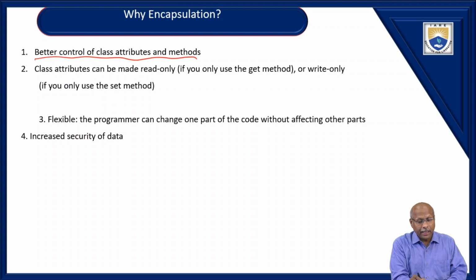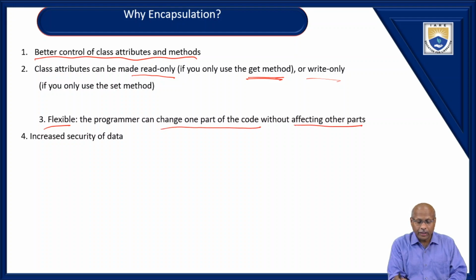Similarly, a class attribute can be made read only or write only by using private data. If you use the get method, then you can get the data. Similarly, if you use the set method, you can change it. And encapsulation is more flexible also. The programmer can change one part of the code without affecting other parts. With the help of getter and setter, you can do all types of operations. It is fully controlled. Similarly, it increases the security of the data.